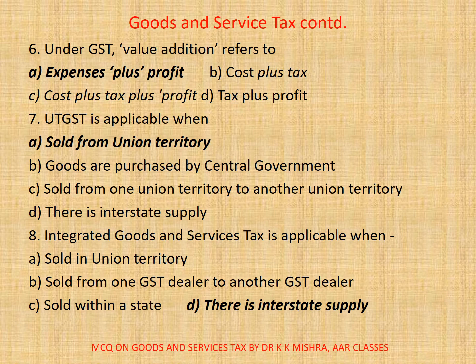7. UTGST is applicable when: A. Sold from Union Territory, B. Goods are purchased by central government, C. Sold from one Union Territory to another Union Territory, D. There is interstate supply. Correct option is A, sold from Union Territory.